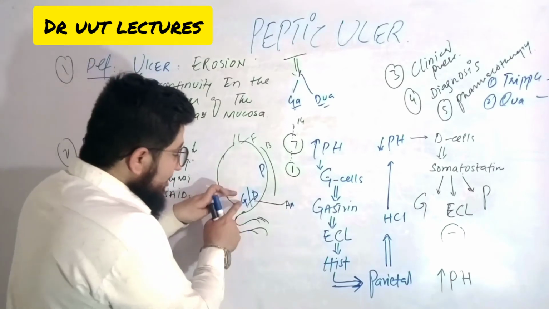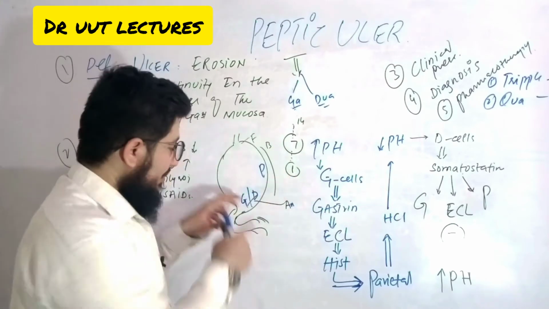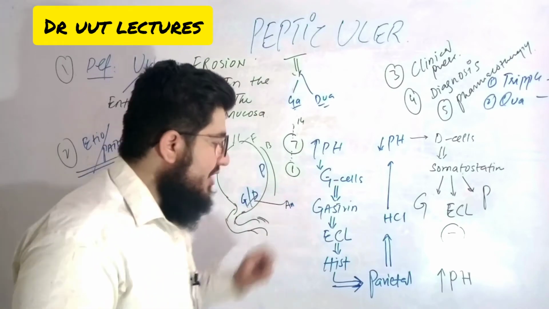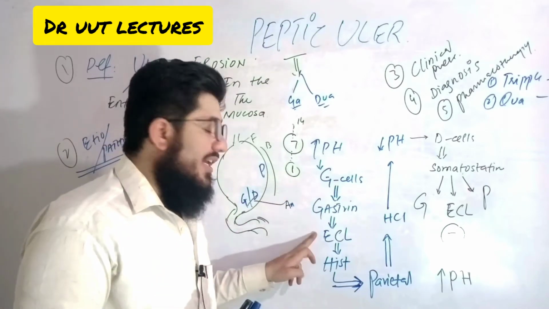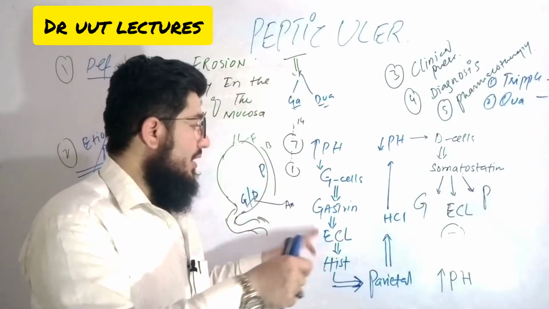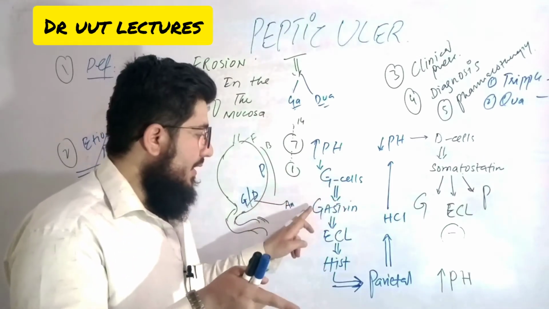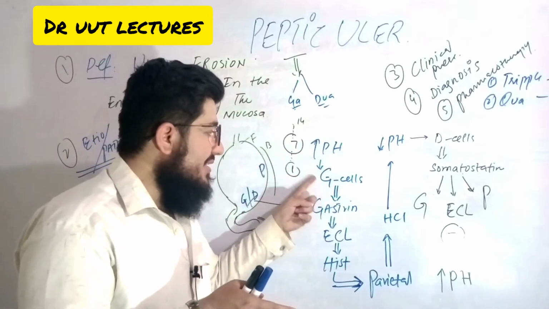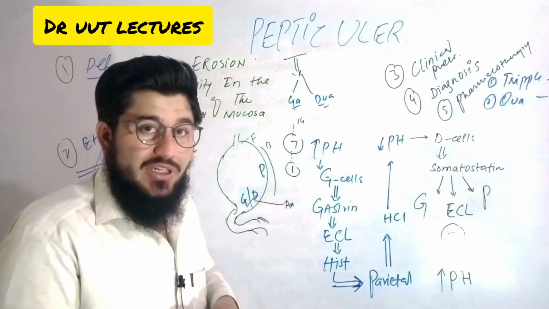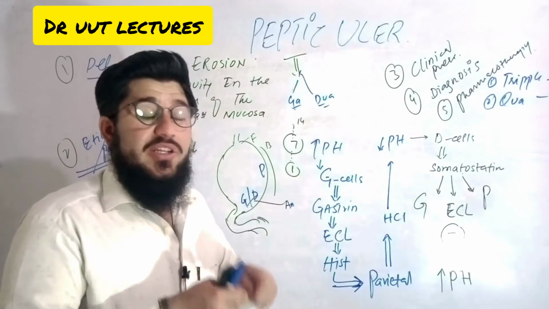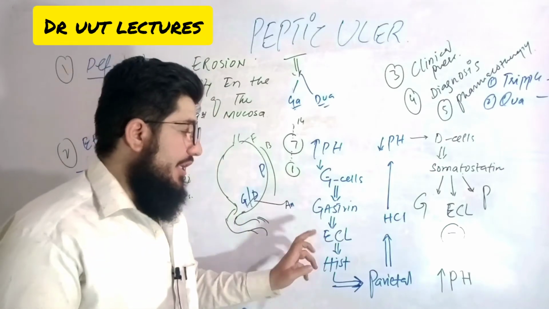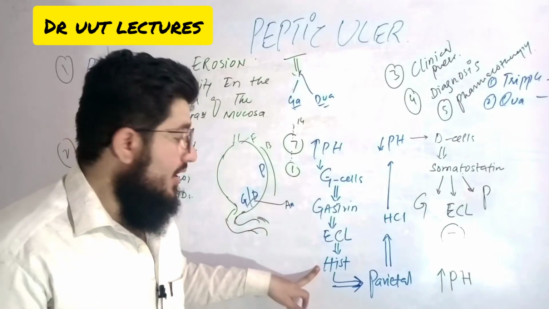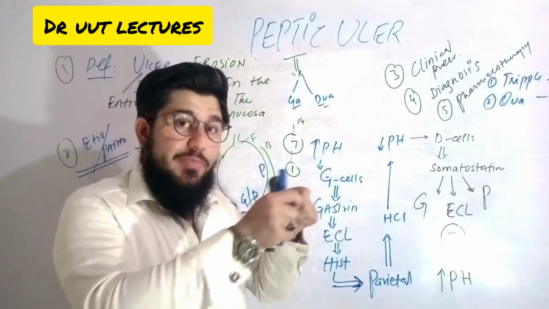What will happen? These G cells, which are present in the antrum, are stimulated. These G cells will release gastrin. Increasing pH will stimulate the G cells. Now these G cells are responsible to release gastrin. That gastrin is then responsible to stimulate enterochromaffin-like cells. Then those cells are responsible to release histamine, and then those histamines are responsible to stimulate parietal cells.